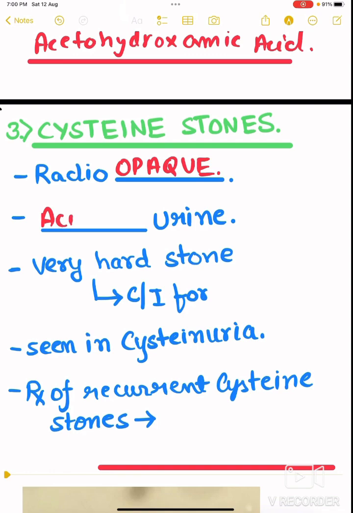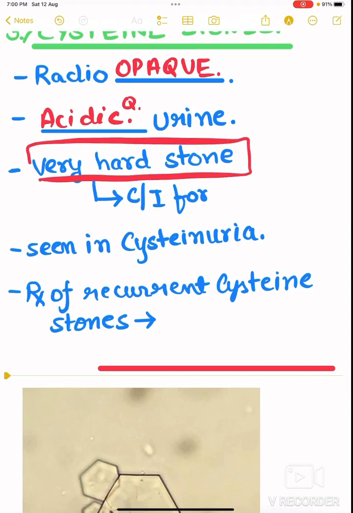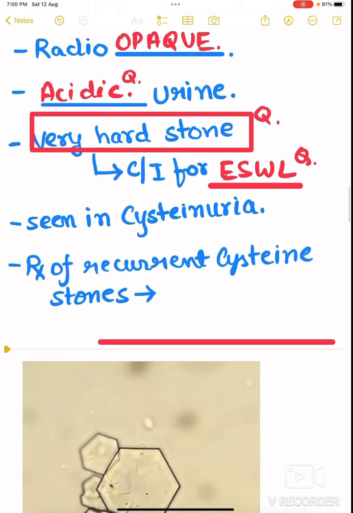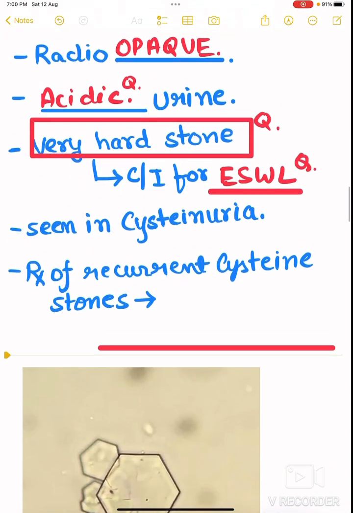Where does it form? Already told, there is only one alkaline, rest are acidic, so it forms in acidic urine. Very hard stone. Extremely important for you to know that it is very hard. It is so hard that it is a contraindication for extracorporeal shockwave lithotripsy, right? It is a method of management of stones. Shock waves are given and the stone breaks down in the tract, and the broken stone parts come out in urine. So ESWL cannot produce enough waves to break cysteine stones because they are very hard.